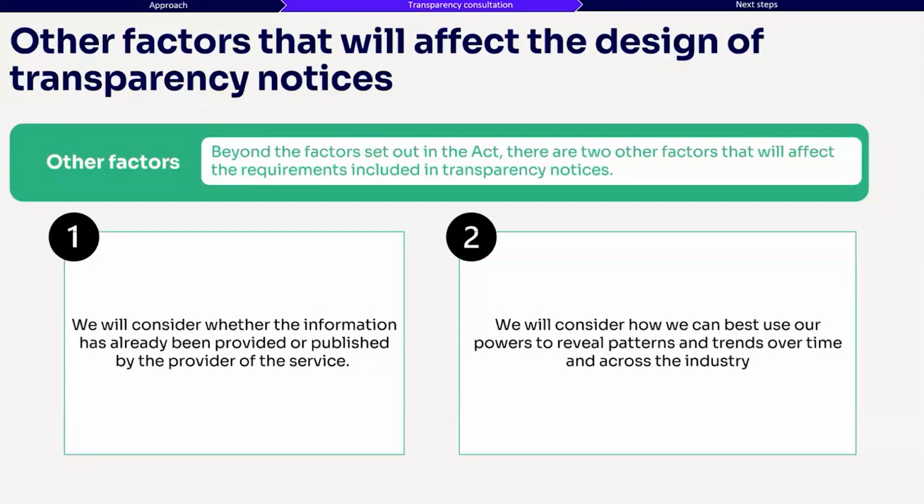The second factor we will consider is how we can best use our transparency powers to reveal patterns or trends from service providers. So to do this, we'll have to make decisions about information that we think it's useful to be reported over time, and also information that might be useful to understand across the industry. So I'm going to go into a bit more detail on this in the next slide. Thanks.